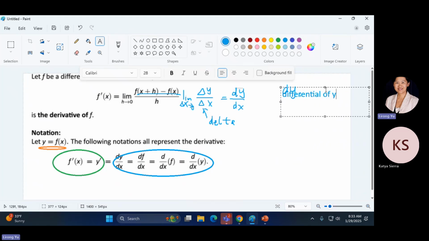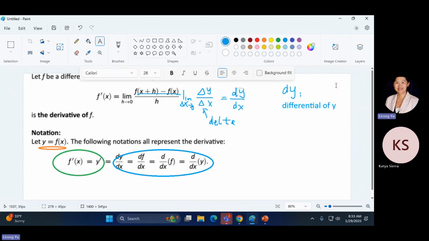Okay, I think I kind of finished. All right, so that's differential of y, and then the denominator dx is actually differential of x. So you can see we have the differential for each individual variable. Those are what I call a differential notation for the derivative. And many of them are rooted in the fundamental notation as well.